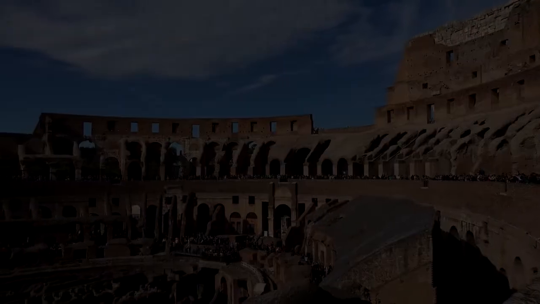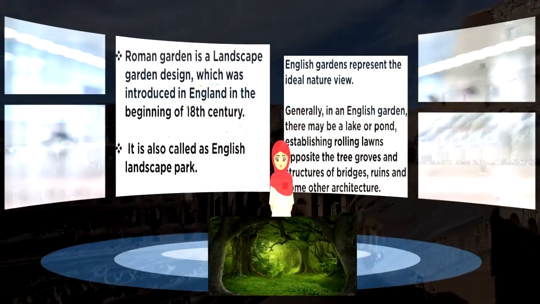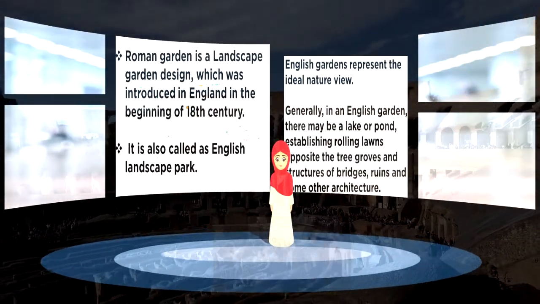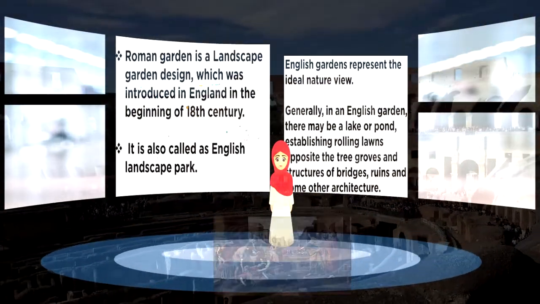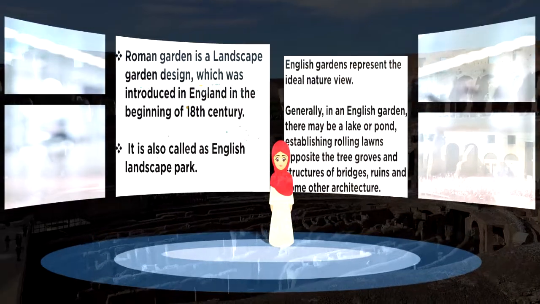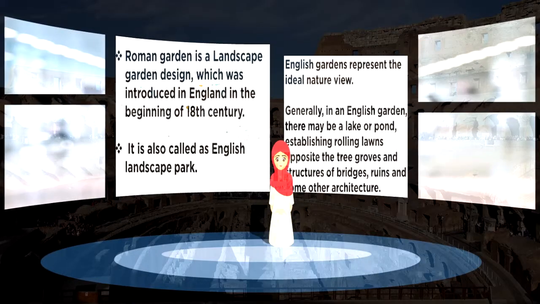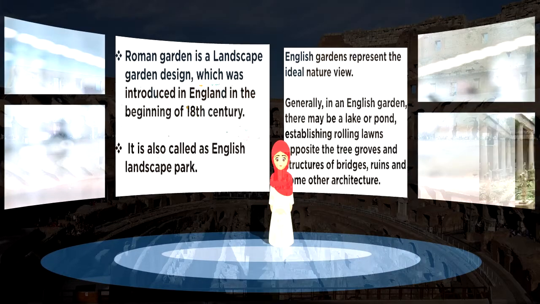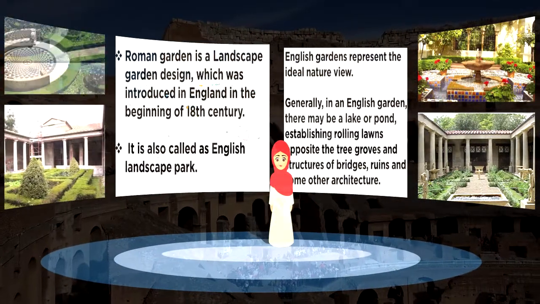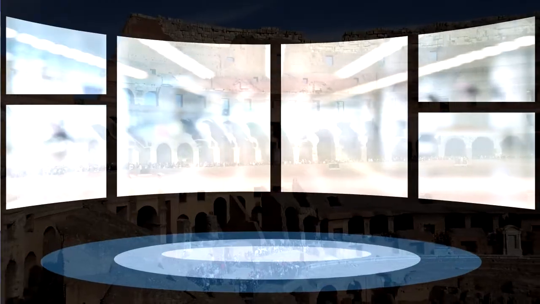English gardens represent the ideal view of nature and were very much inspired by the paintings of Nicolas Poussin and Claude Lorrain. Generally, in an English garden, there may be a lake or pond, rolling lawns opposite tree groves, and structures such as bridges, ruins, and other architecture.